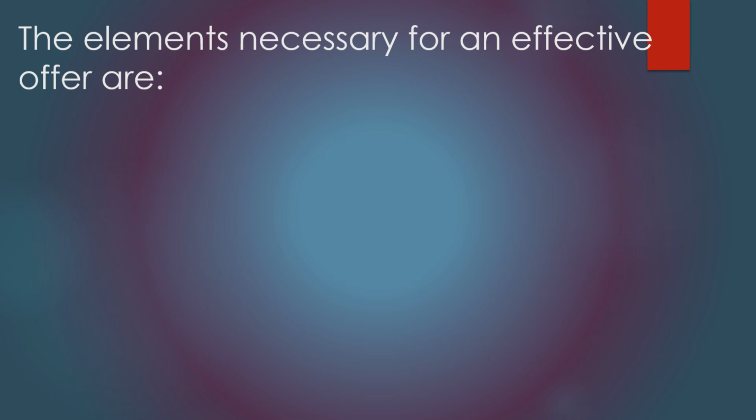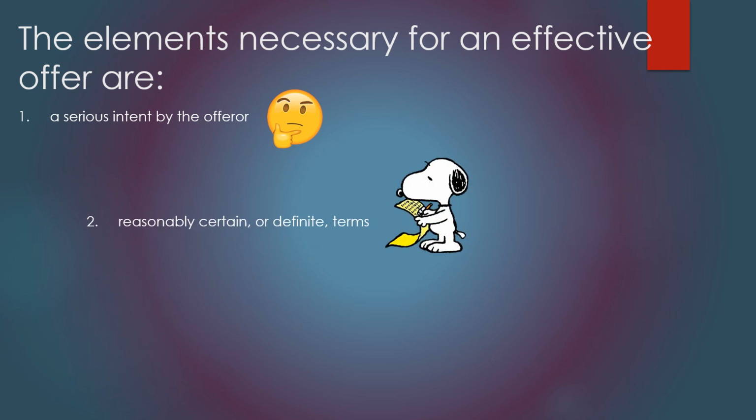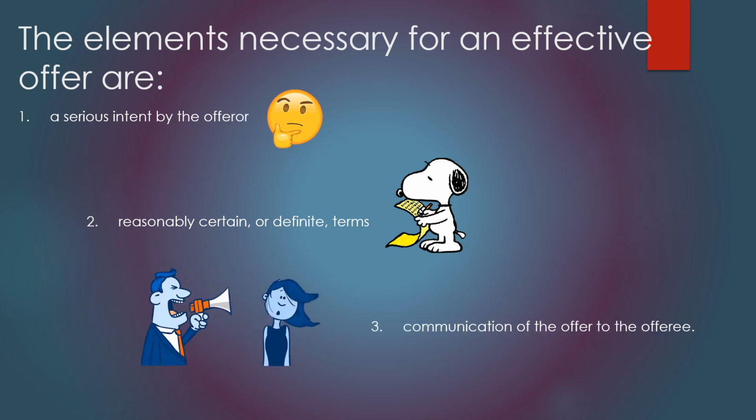The required elements for an effective offer are serious intent on the part of the offeror to enter into a legal binding contract, reasonably certain or definite terms, and communication. The offer must be communicated by the offeror to the offeree. Now we're going to talk about each one of these elements in turn.